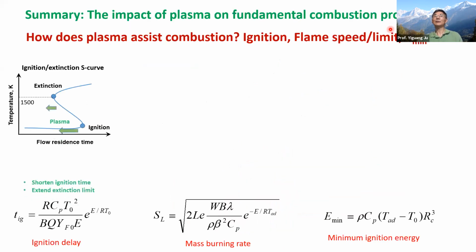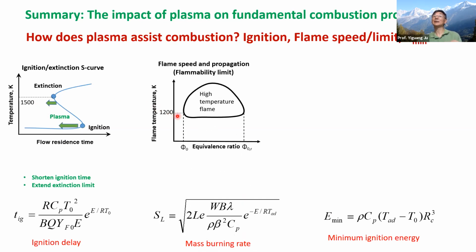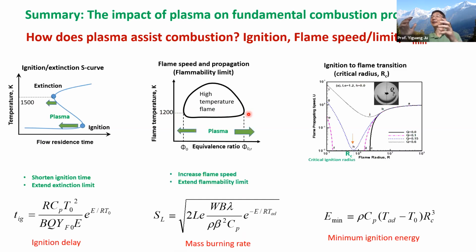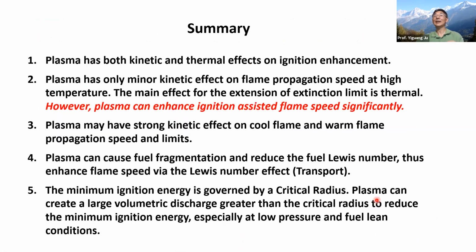All right, so I try to summarize what plasma can do. Plasma can accelerate ignition, make this S-curve change. And plasma can enhance the lean burn limit by promoting ignition-associated flames and enhance the flame speed. Plasma can enhance ignition in engines by creating a big volume that overcomes the critical radius governed by the large Lewis number. So with that, I try to conclude what plasma can do, what plasma cannot do.